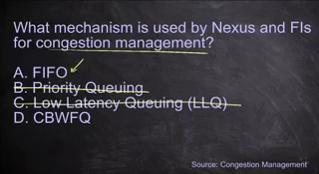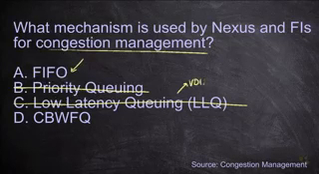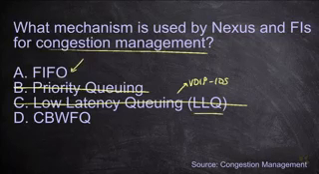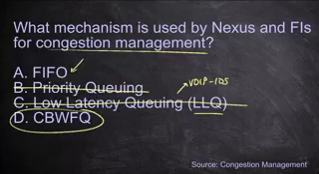And low latency queuing, this is actually used for voice over IP out in the iOS world, but we can't actually deploy that on Nexus devices. So in this case, the more you know, the more you might have tripped yourself up, because low latency queuing is a very valid technique outside of the data center. However, inside the data center, we are simply relying on class-based weighted fair queuing, and so D, that is our answer.